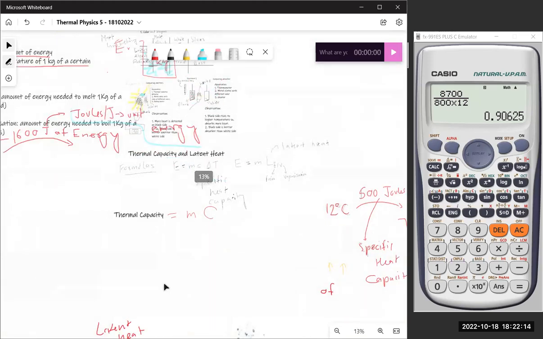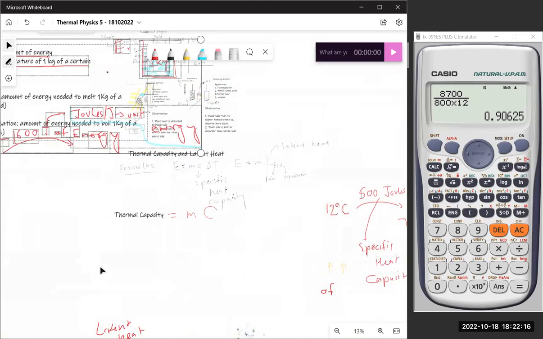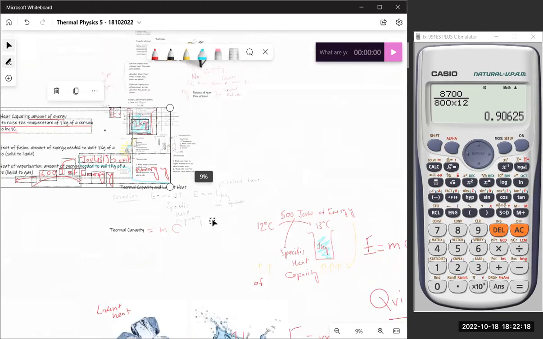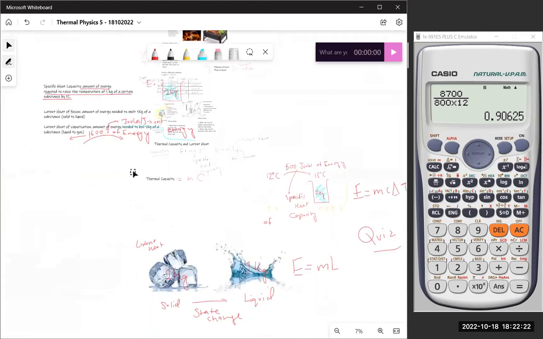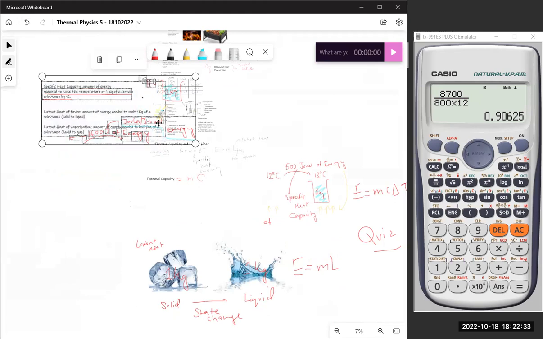Now, the final thing we're doing is finishing the question. Can we solve a question on latent heat too? In our next class, right? We'll do that. Okay. Just a second.